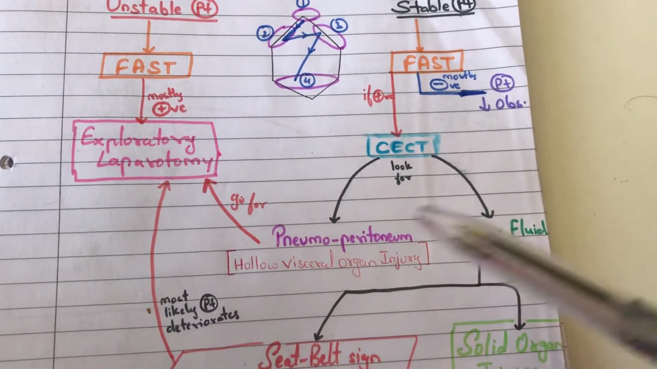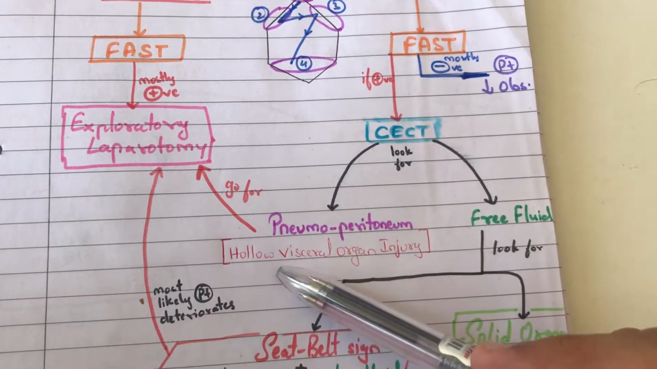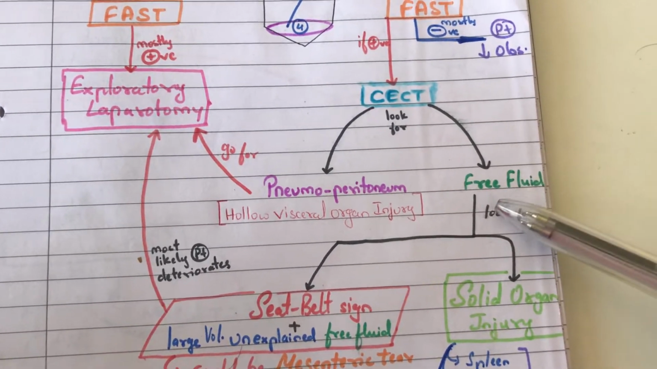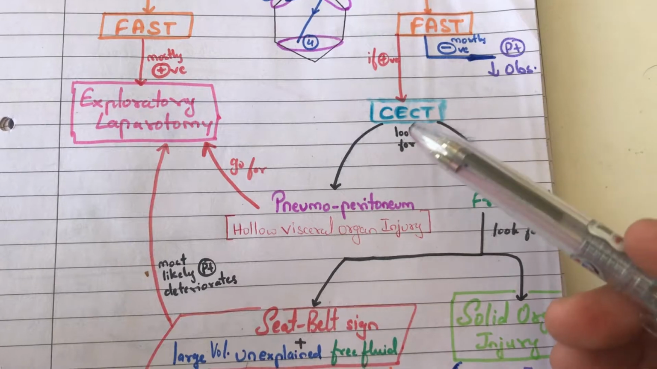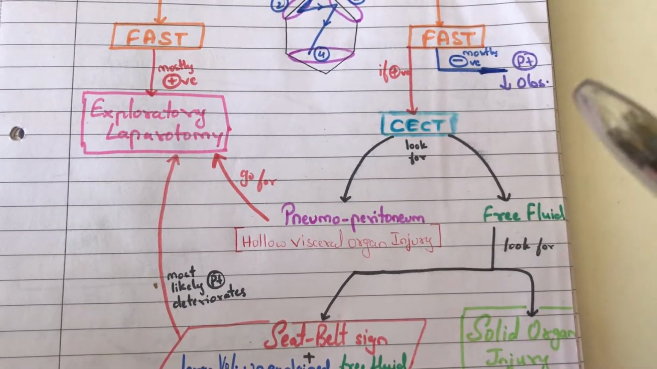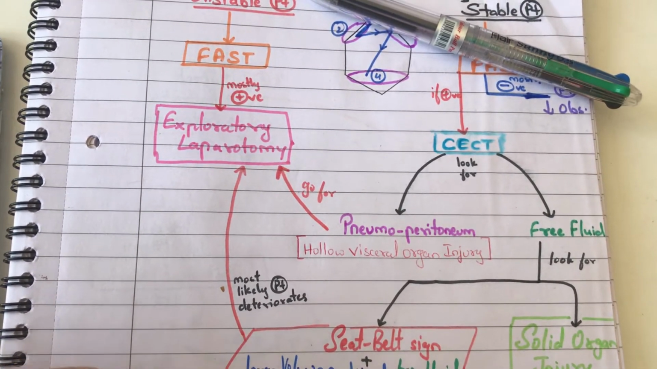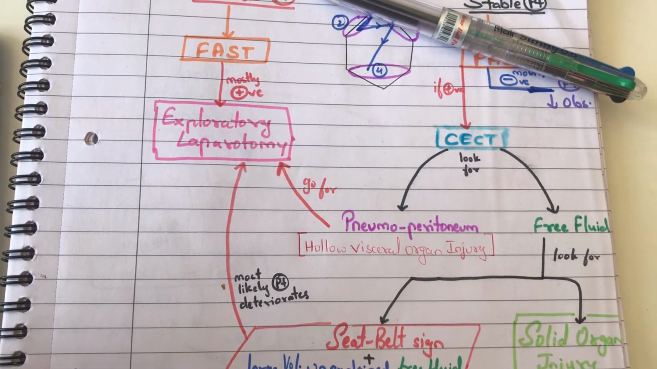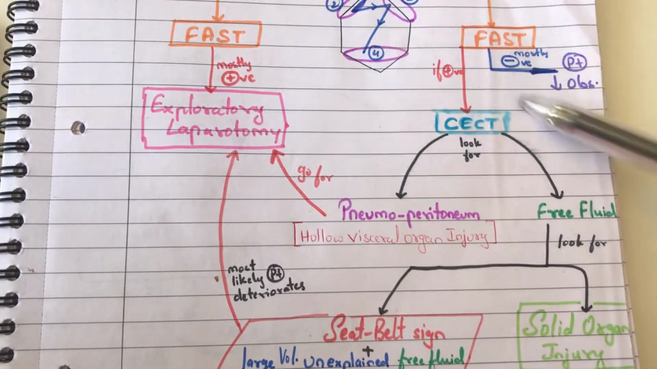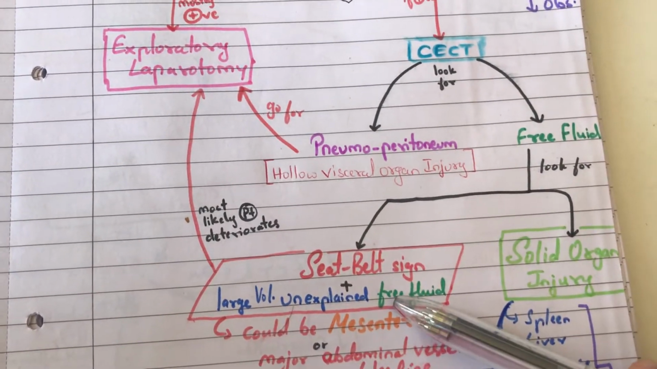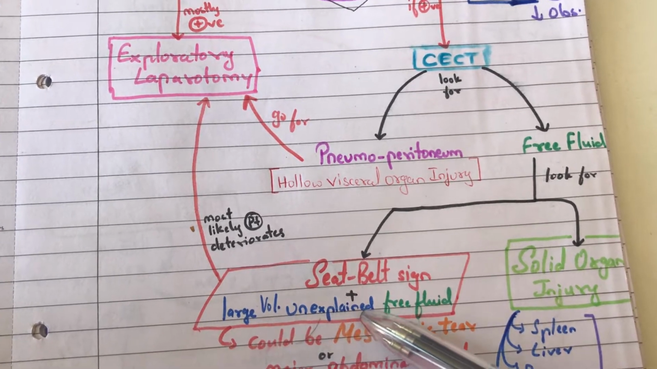Alright. Now if there is no pneumoperitoneum, it could be just the free fluid. What the free fluid would be, it could be any blood or bowel content, could be anything. So in that case, I will have one more photograph here. In case of free fluid, you have to see if there is a seatbelt sign there, and there is a large volume of unexplained free fluid.